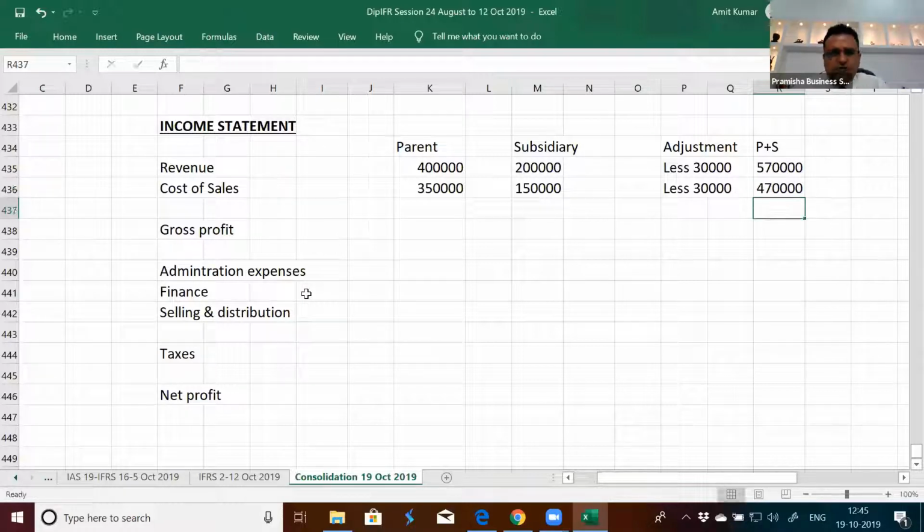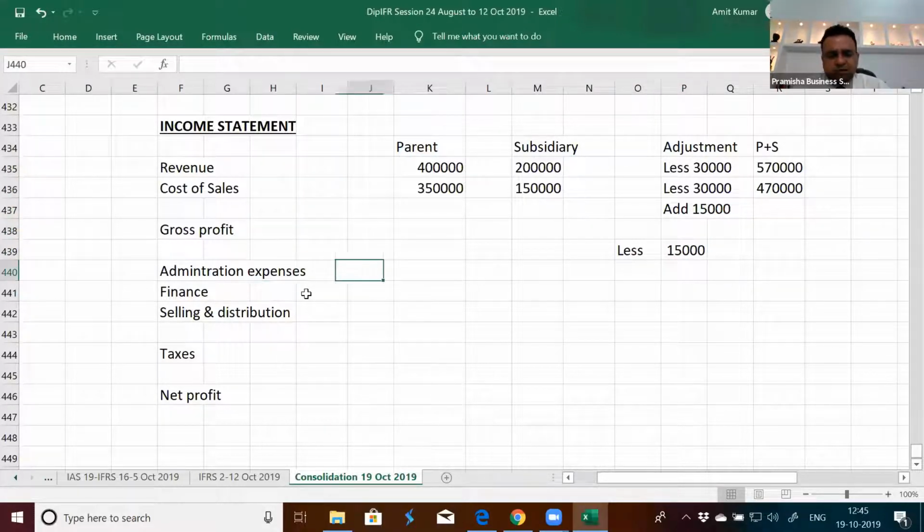Now, depending on how we have treated unrealized profit, the treatment may be to increase cost of sales here, add unrealized profit of 15,000, or it may be directly in the gross profit adjustment, less 15,000 unrealized profit, whatever the treatment. This is how we'll be dealing with the income statement questions.